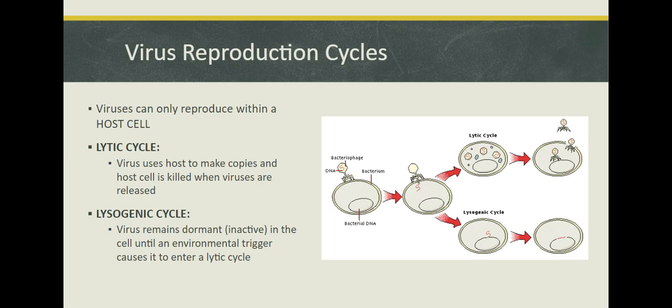So viruses that use the lysogenic cycle of reproduction are those that you always have. You never get rid of them. They are always part of the host cell's DNA, like the herpes virus, for example. You never get rid of that. You may not always have symptoms, but if you have herpes, you always have herpes.